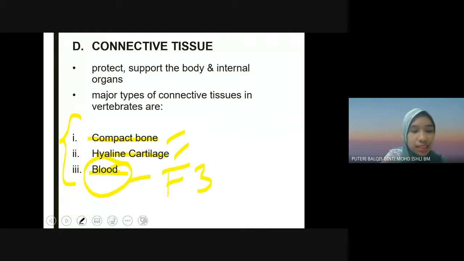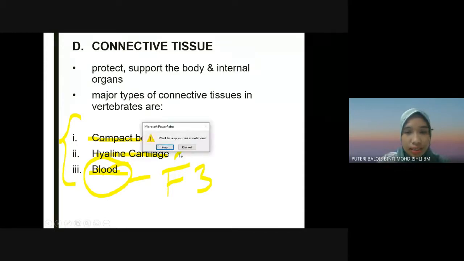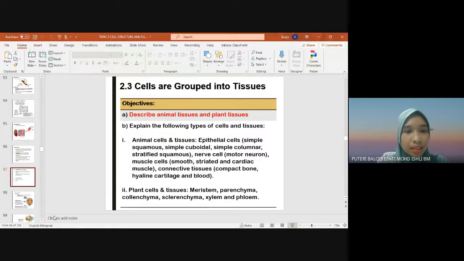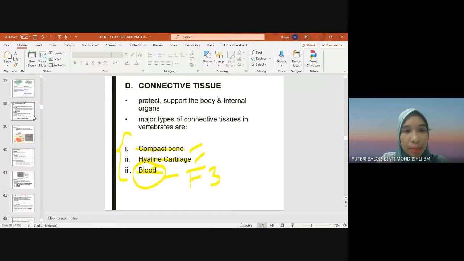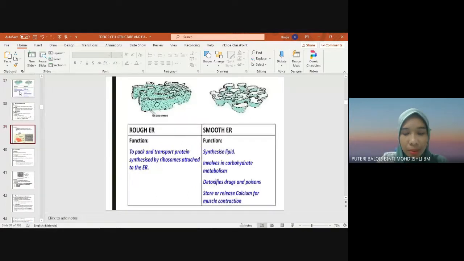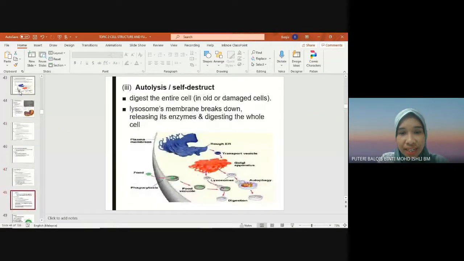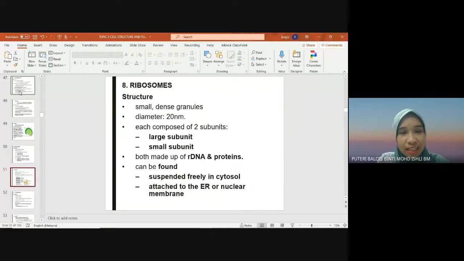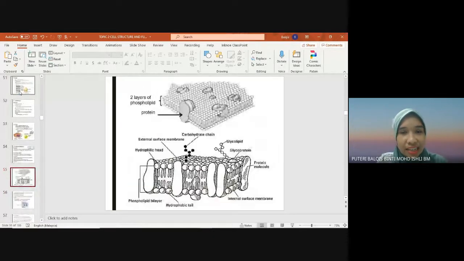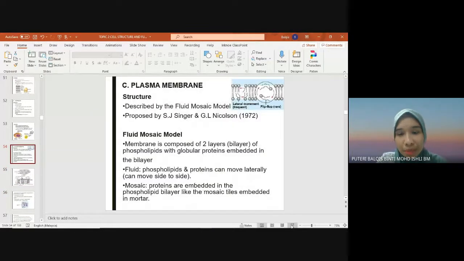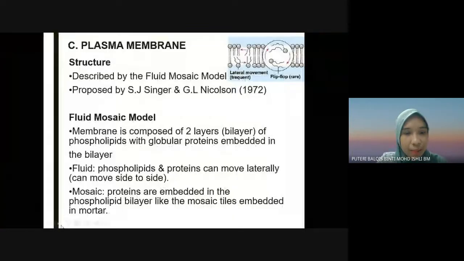Saya nak cerita sikit satu je, sebelum kita habis. Ada lagi 15 minit, tapi saya akan habis awal 5 minit sebelum pukul 10. Saya nak cerita sikit pasal plasma membrane. Soalan favorite yang selalu ditanya, and then banyak benda yang kita nak cerita pasal plasma membrane.